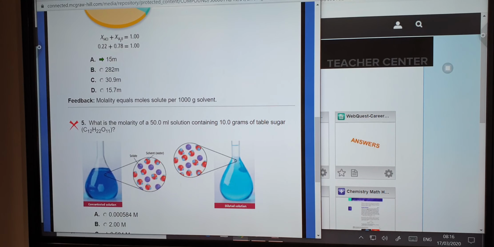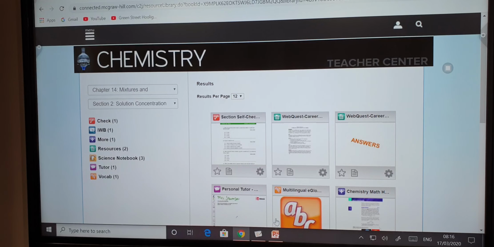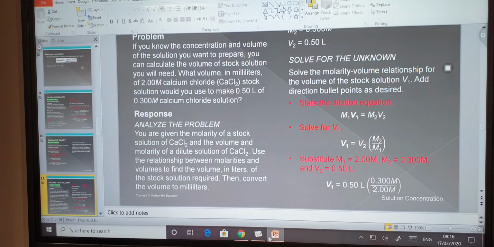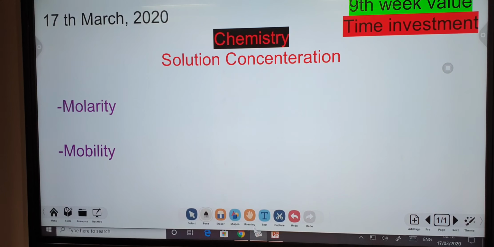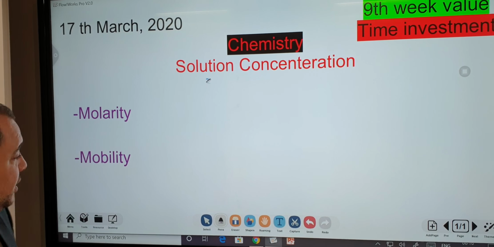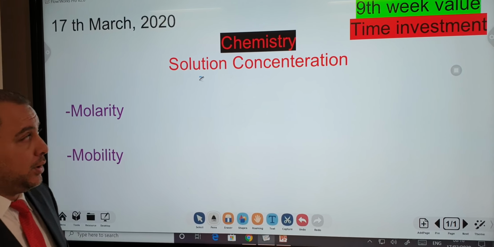After that, we finish this lesson, which is called solution concentration, and we studied solution concentration, molality, and mole fractions.